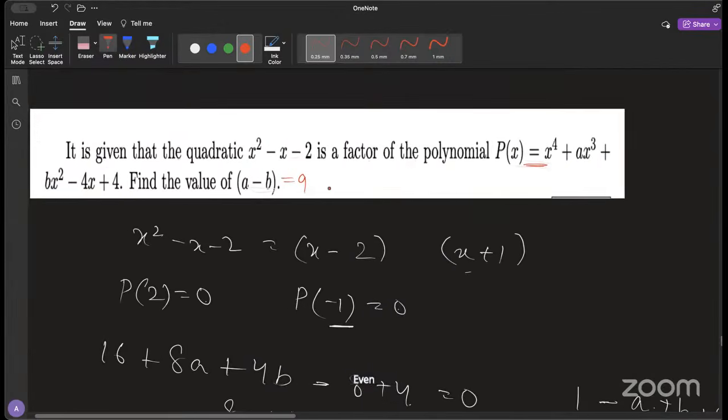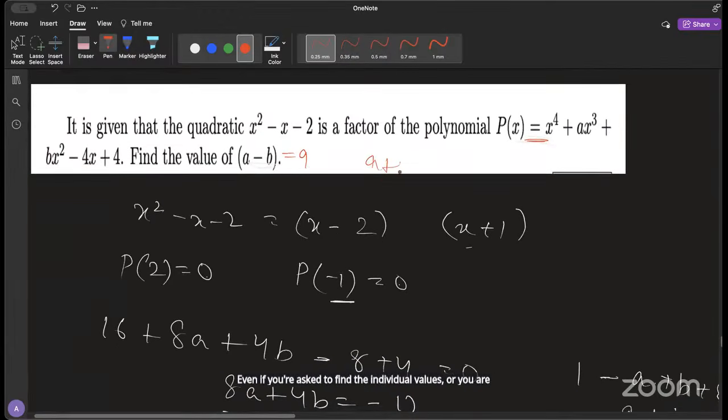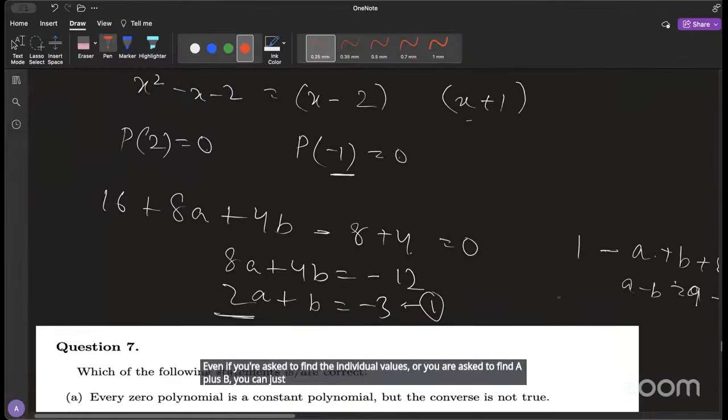Even if you're asked to find the individual values or you are asked to find a plus b, you can just find a and b individually and then add them.